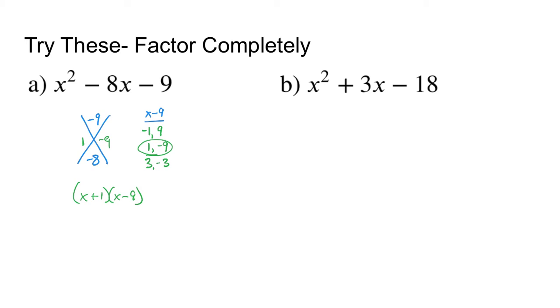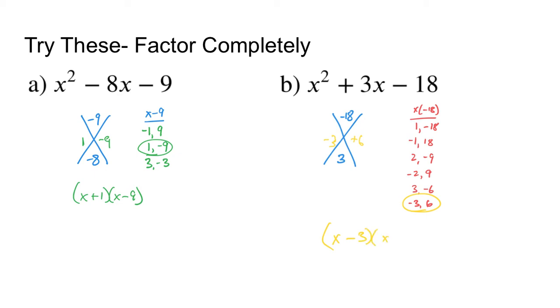So my factored answer would be x plus 1 times x minus 9. Let's go over here to B, x squared plus 3x minus 18. I'll set up my x. I'll write out all of the numbers that multiply together to give me negative 18. And I'm looking for the pair of numbers that multiplies together to give me negative 18 and adds together to give me positive 3. That's negative 3 and positive 6. So my answer is x minus 3 times x plus 6.